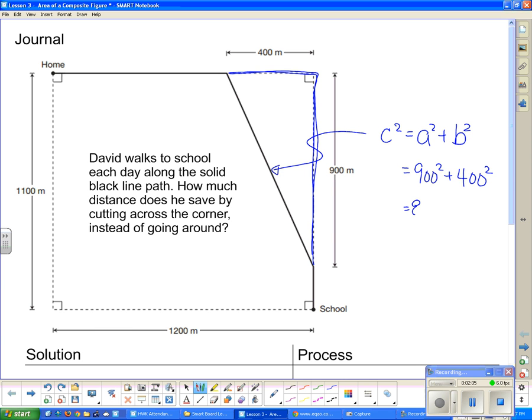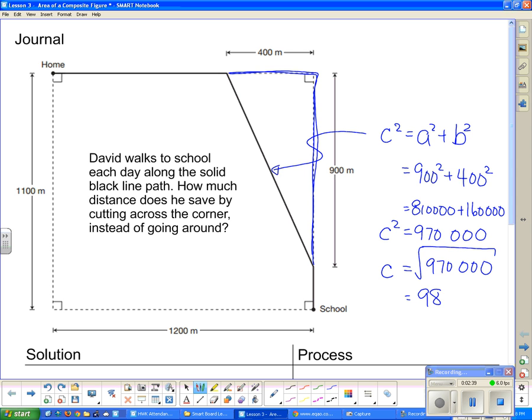900 squared is 810,000 plus 160,000. That gives us a grand total of 970,000. But that is c squared. So to figure out what that distance actually is, we've got to figure out c, so we take the square root of 970,000, which is approximately 985 meters in length. So that's 985 meters in length.